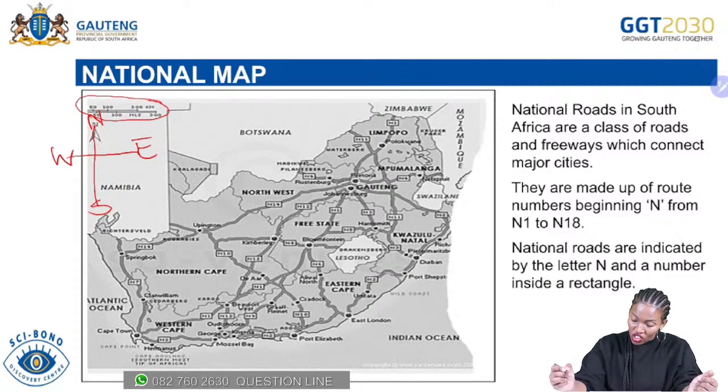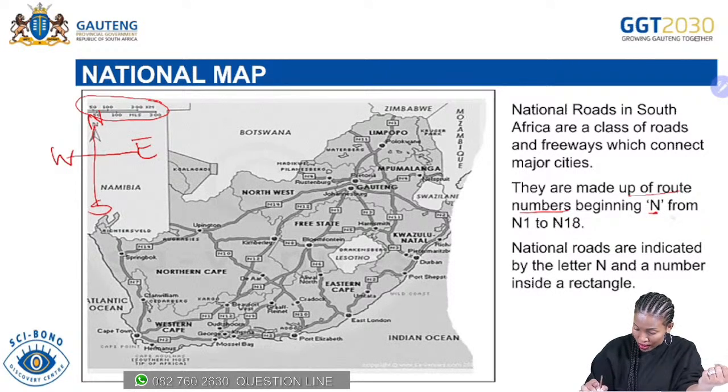They say the national roads are made up of the route numbers beginning with N. Remember, I said N is for what? For national roads. And then they are from N1 up to N18. It doesn't mean, guys, that we have actually 18 national roads. No, there are some numbers that are missing there. The national roads are indicated by the letter N and the number inside a rectangle, like I explained when I started today's lesson.